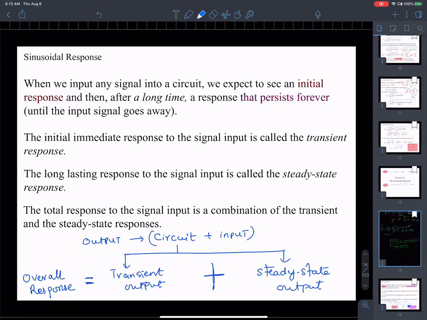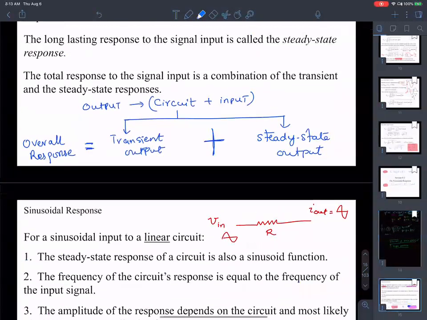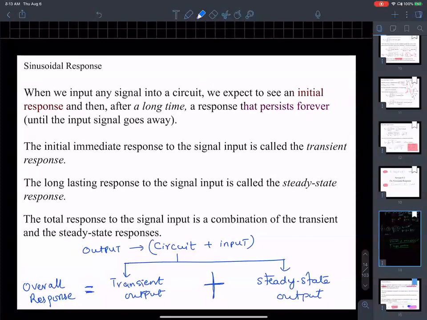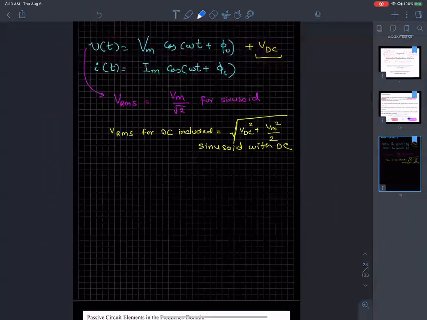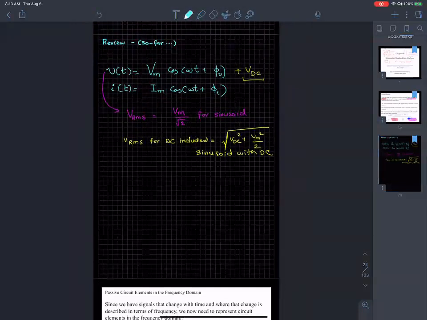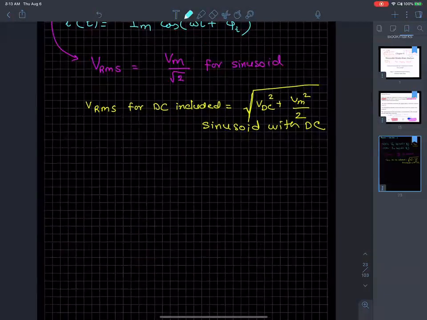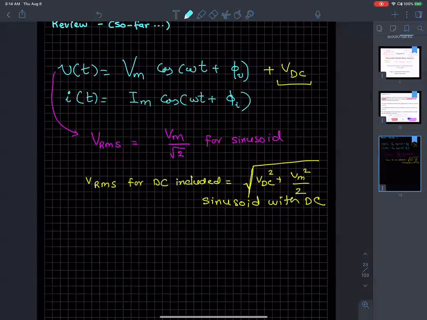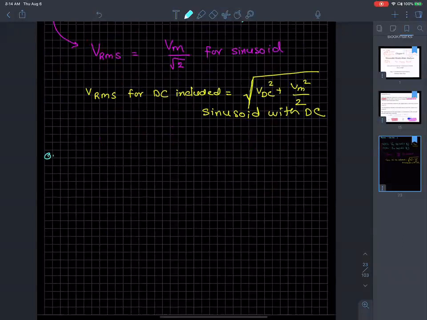Okay, let me see if I can record that as well. Let's see if I can go back here. We are summarizing all the concepts that we discussed so far. There's a sine wave, the RMS value, and then the idea is that the overall response of a system is equal to the transient response plus a steady state.